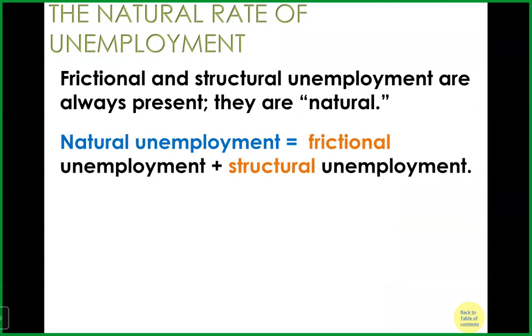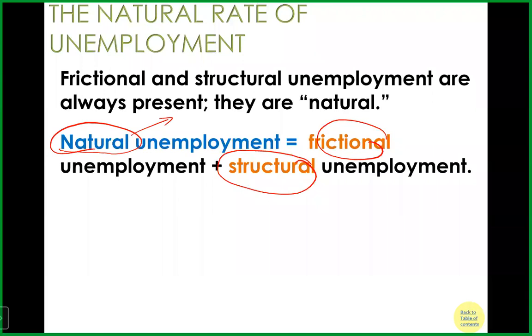As I explained to you so far, we talk about frictional and we talk about structural, and we put them together and call it natural. That explains why the unemployment rate is never close to zero and is usually above 3 or 4%. And this number changes over time. Why it changes over time essentially reflects the change of the natural economy.